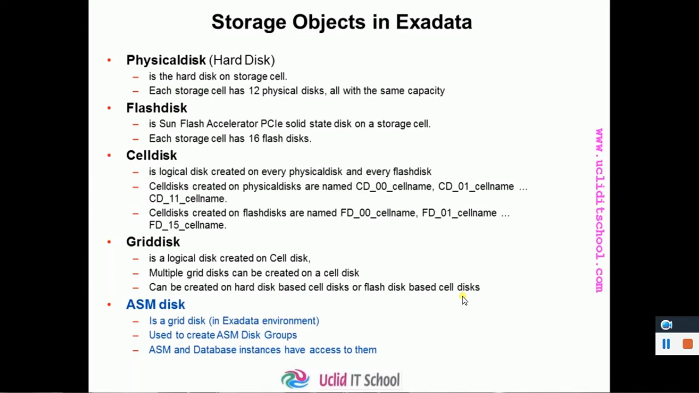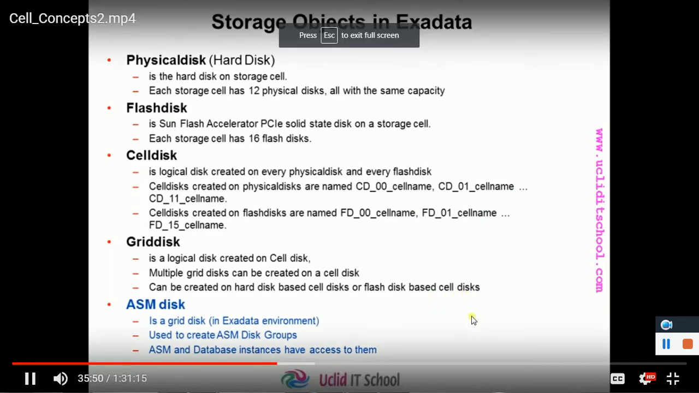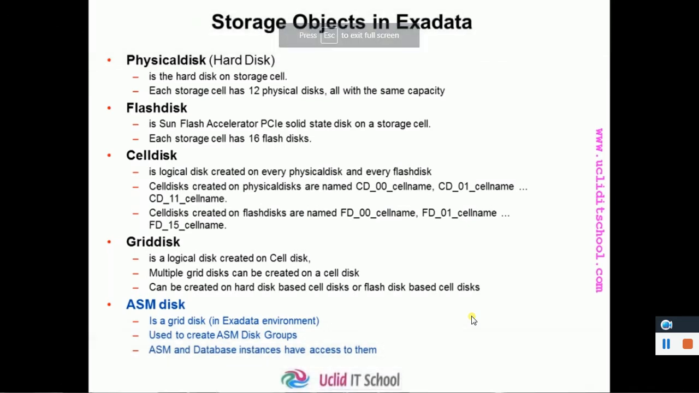On every LUN, we create a cell disk. Cell disk is a logical disk created on every physical disk and every flash disk. Cell disks created on the physical disks are named CD, then the disk number 00, 01 up to 11, and the cell name. So this is the standard naming convention used for cell disks, right? Then cell disks created on the flash disks are named FD.